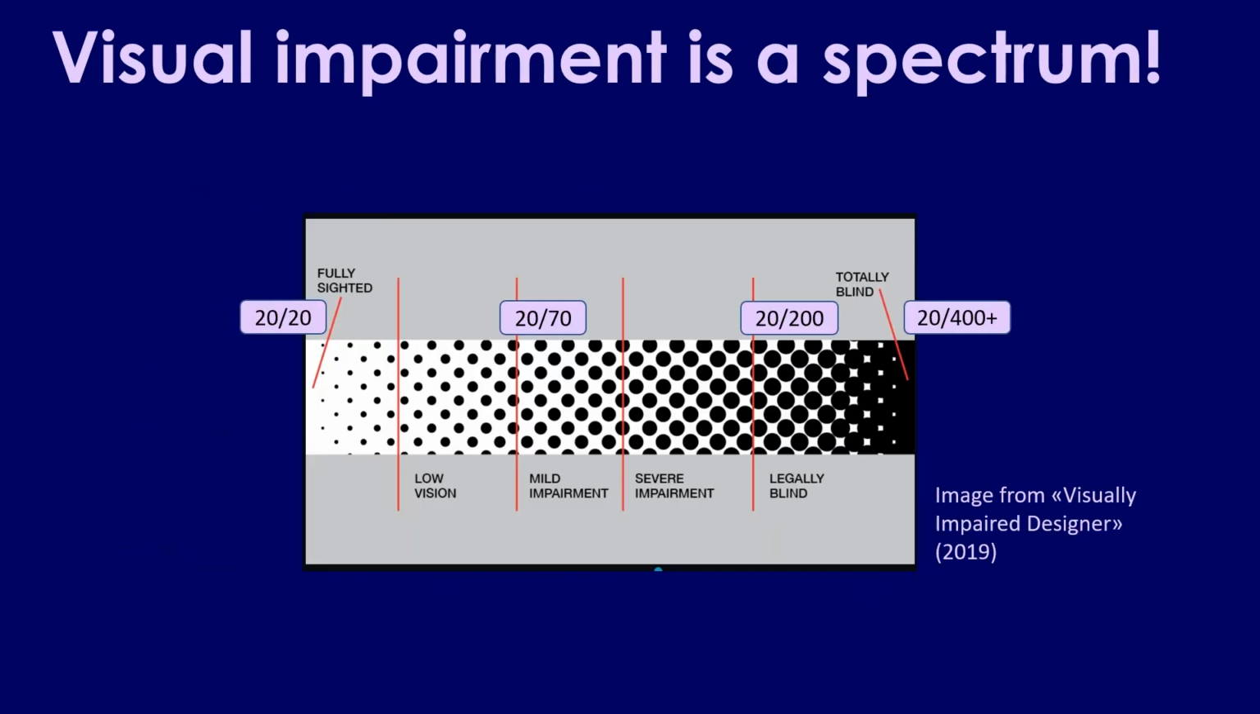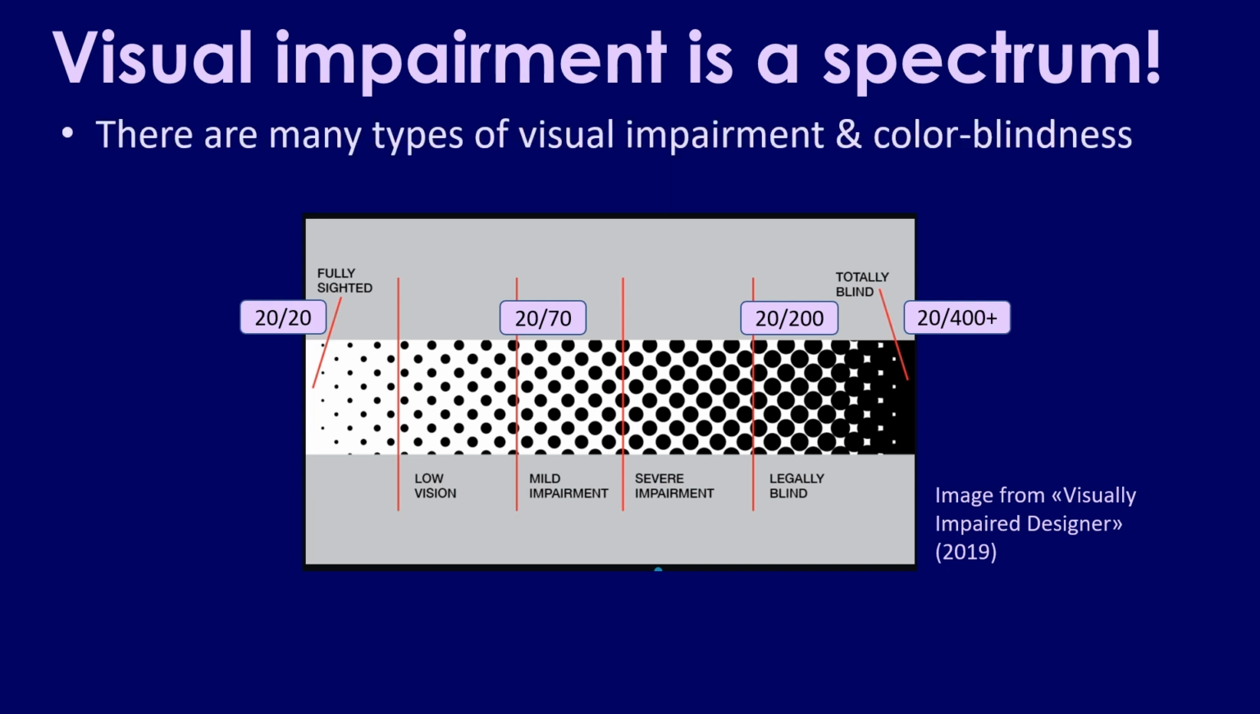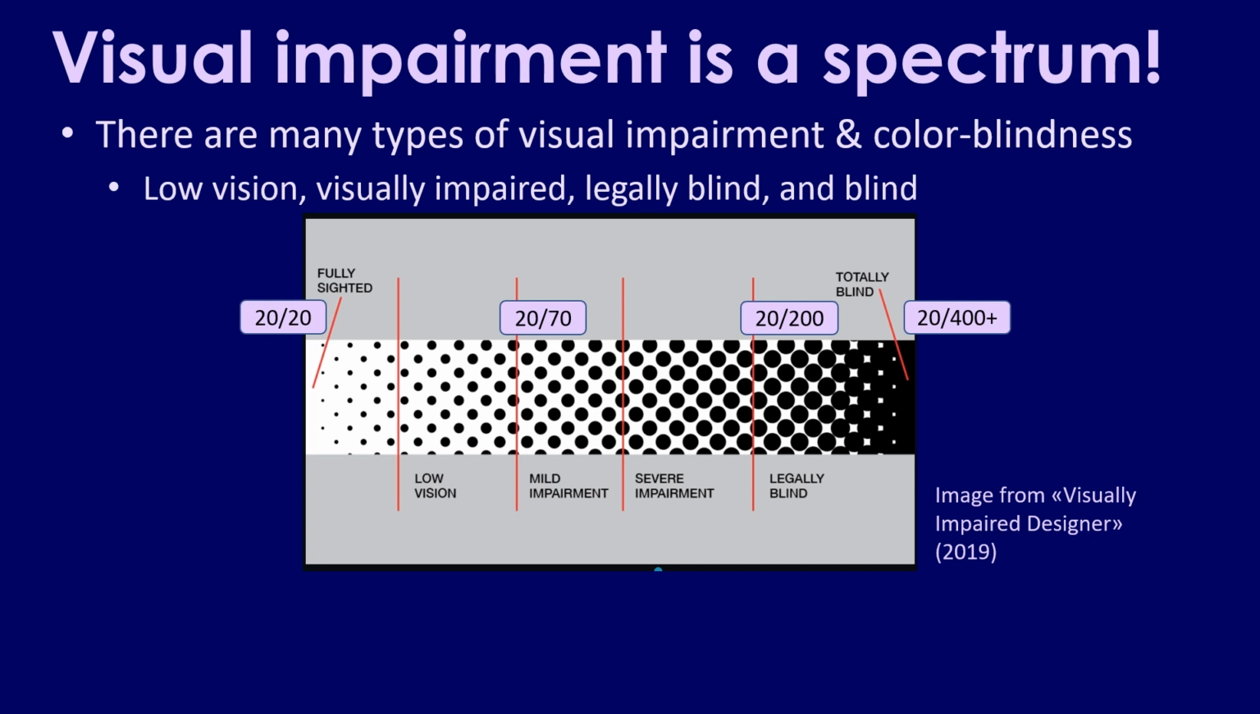It's really important to keep in mind that visual impairment is a spectrum. There are many different types of visual impairments, and there are also many types of color blindness. So someone might be low vision, or they might be legally blind or fully blind, and that's going to impact how they interact with technology and with a visualization.